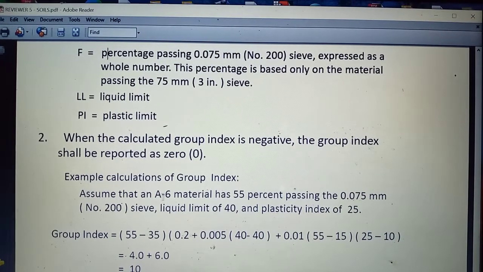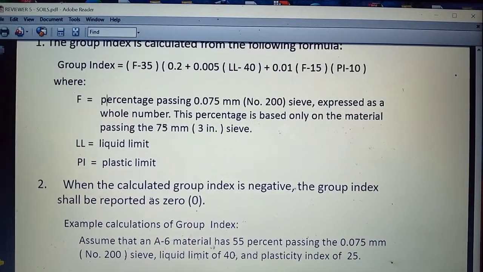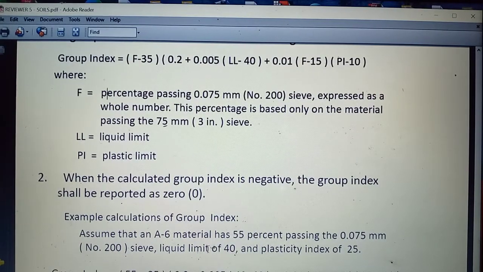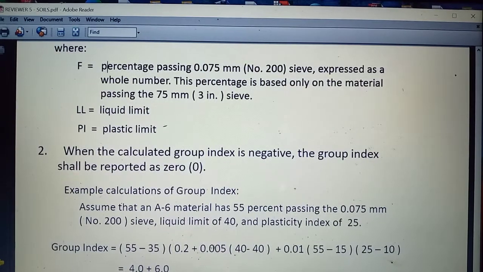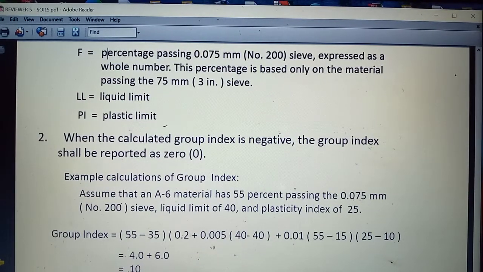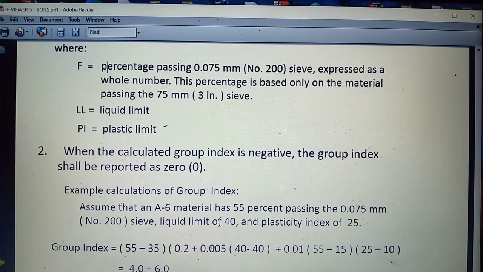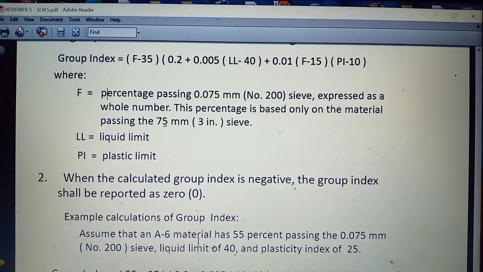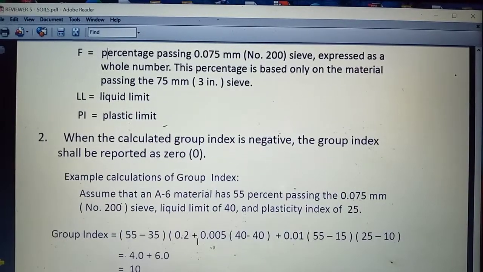So, assume that an A6 material has 55% passing the 0.075 mm sieve, liquid limit of 40, and plasticity index of 25. So, just plug in the values of LL, PI, and F. So, nakuha natin yung group index is 10. Kaya yung nilalagay natin is A6(10). So, hanggang dyan lang tayo sa soils.